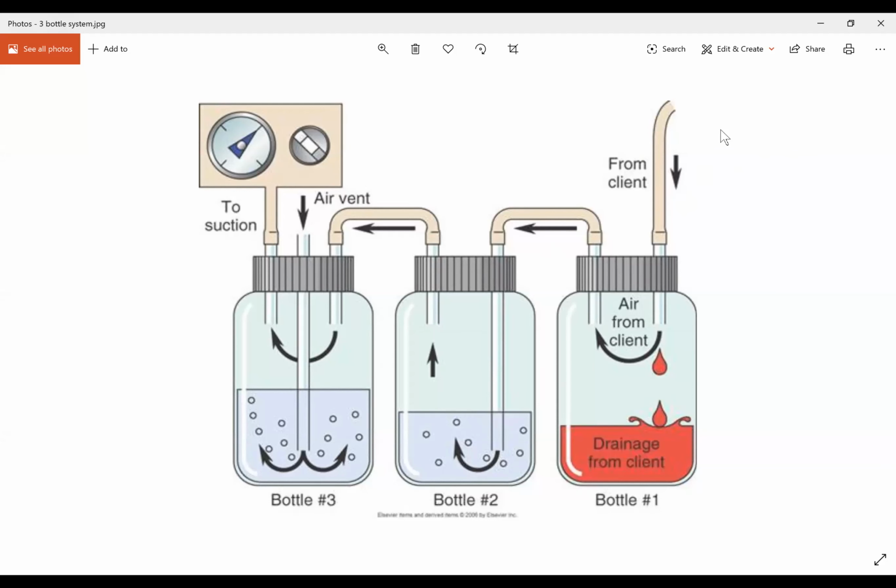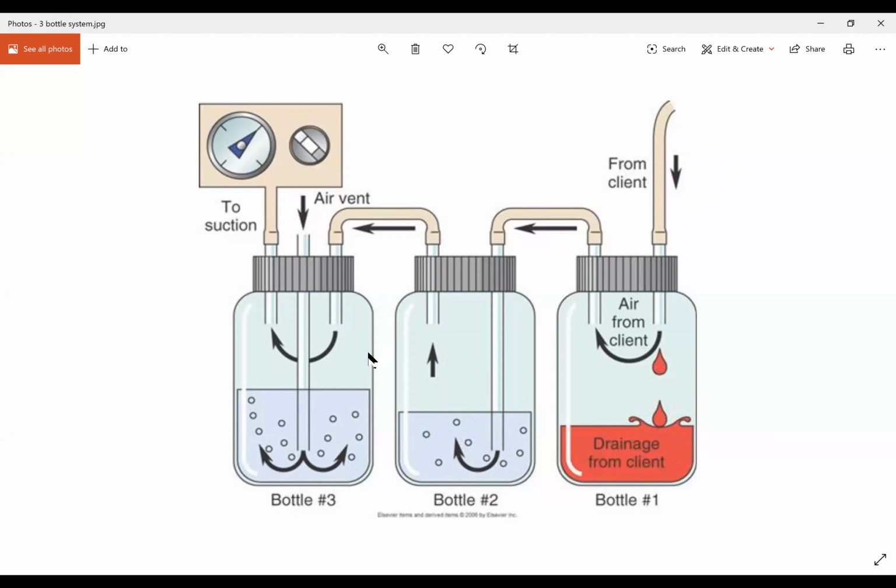In the event that this patient is disconnected from the system, you have to create a temporary water seal for this protection right here. So you need this as a protection from tension pneumothorax.